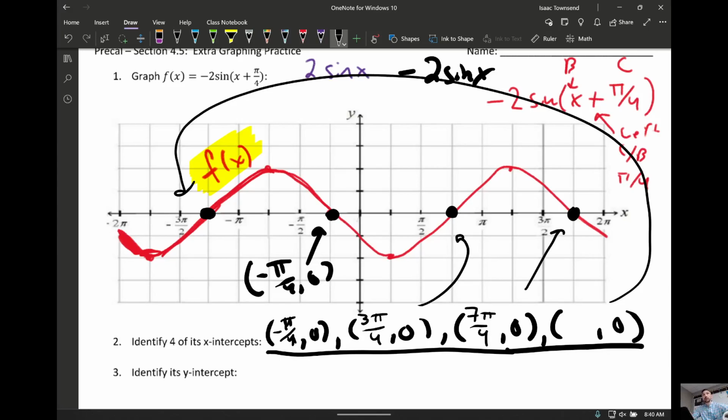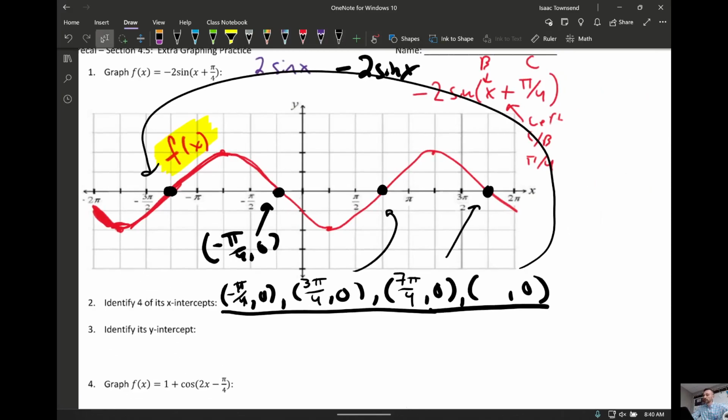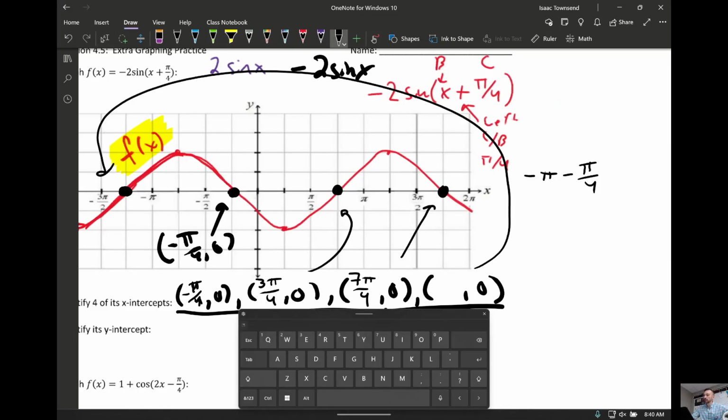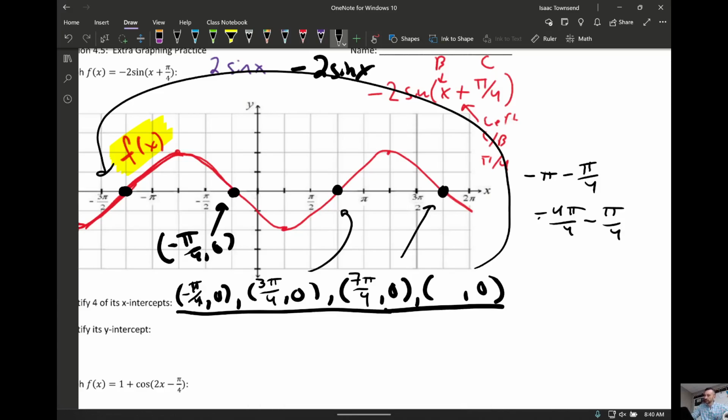Let's see, negative 1, negative 1/2. You got to be kind of careful here. I've got this, and I want to go less this much because I know it's 1 tick mark. So negative 5 pi over 4.